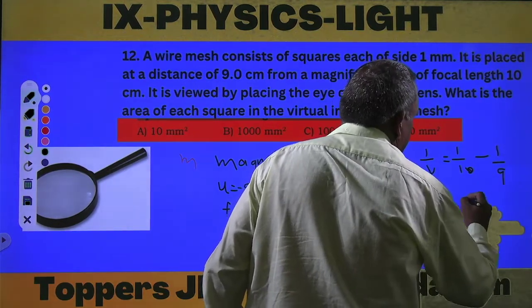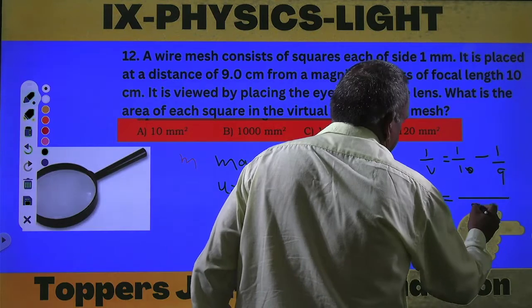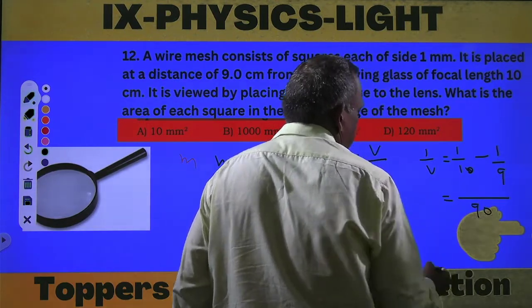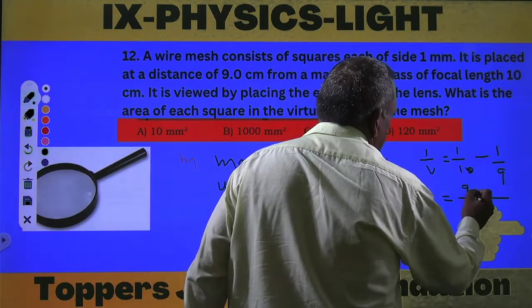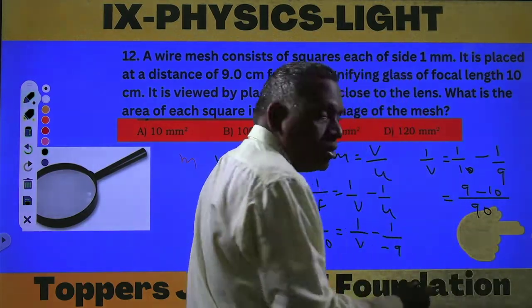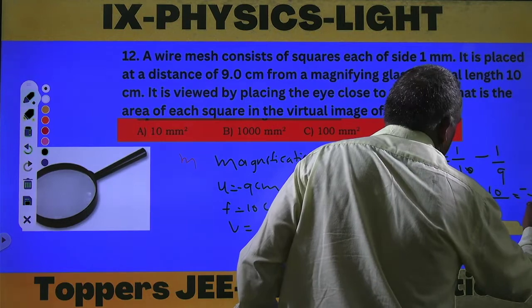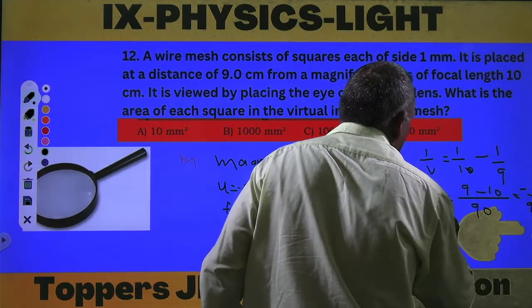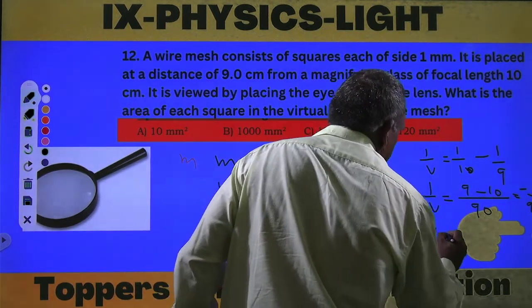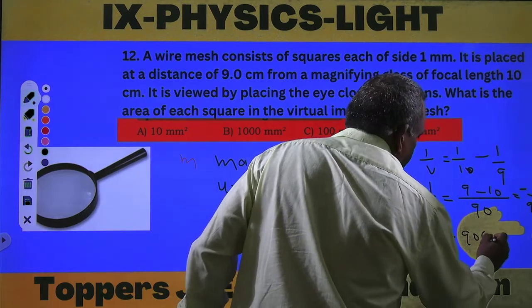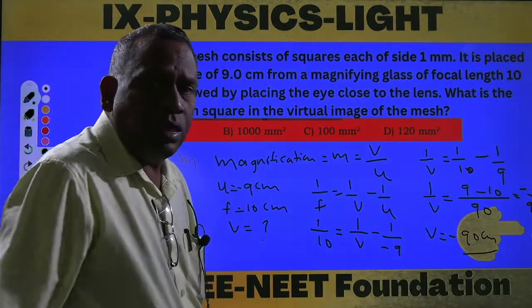So if you take LCM, 90, so that becomes 9 minus 10, so minus 1 by 90 will come. That is v equal to minus 90 centimeters. This is the v value.